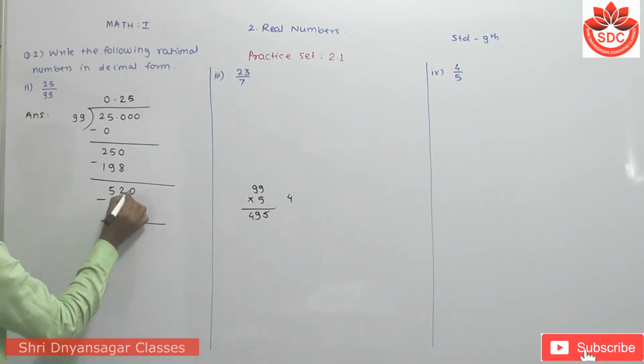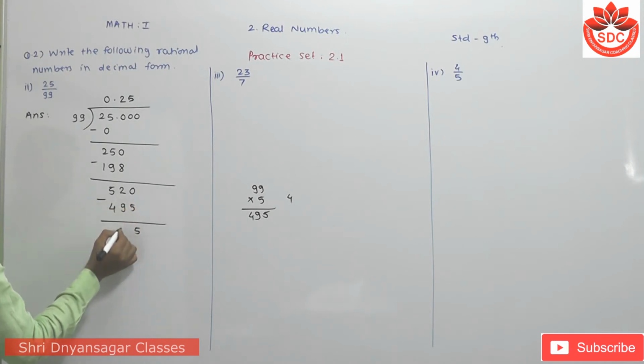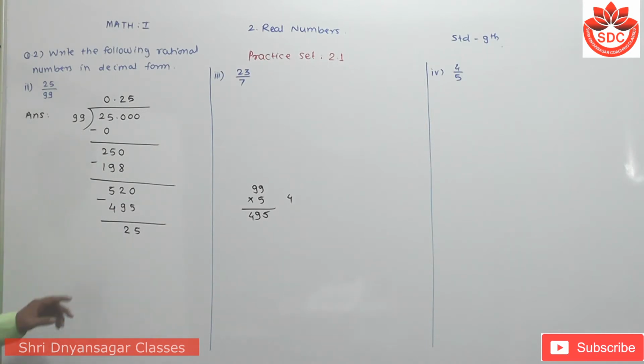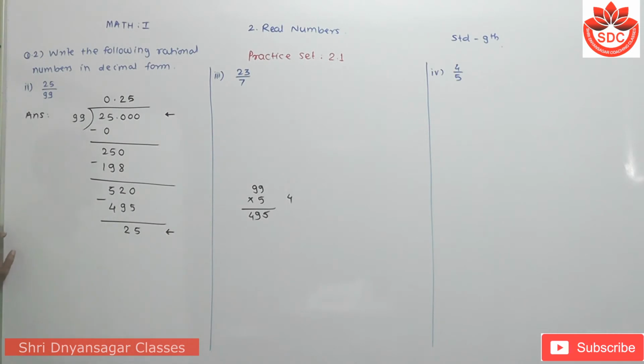Then look carefully, student. Again, subtraction is 5. Here is 1. The 11 minus 9 becomes 2. 4 minus 4 becomes 0. Look carefully, student. Here again, this number is 25. Now we again divide 25 by this 99. It is the same as this. Again we have to divide 25 by 99. It becomes again 25, 25, 25.